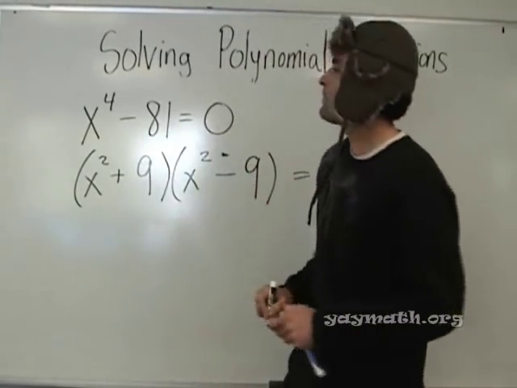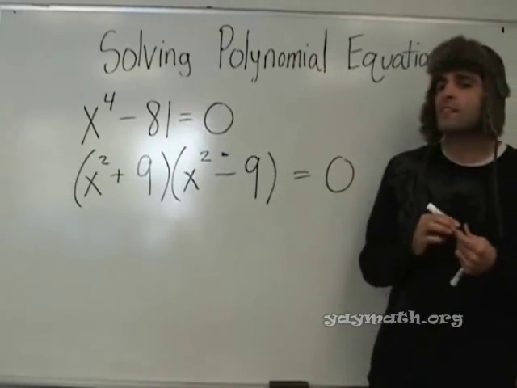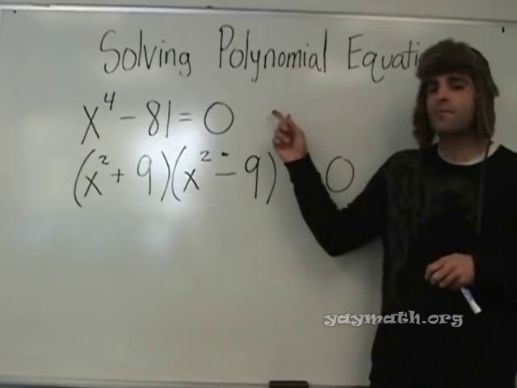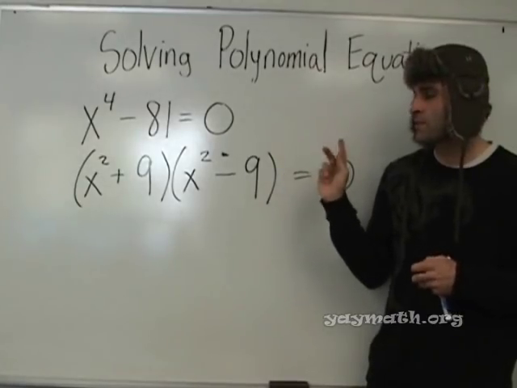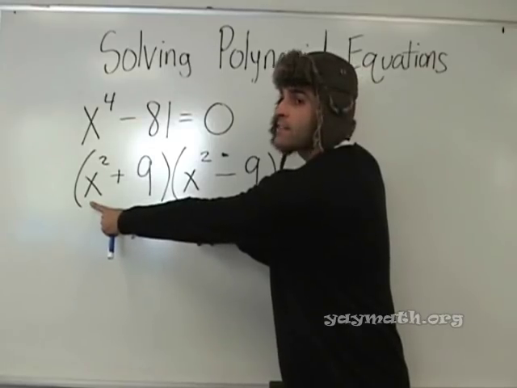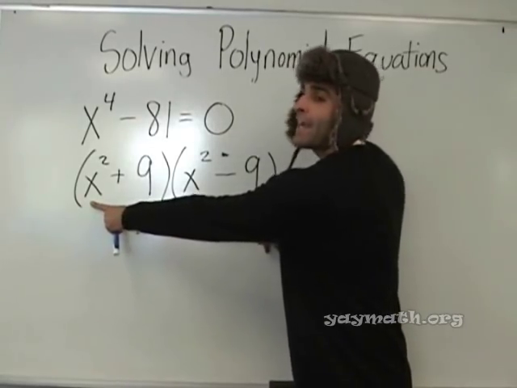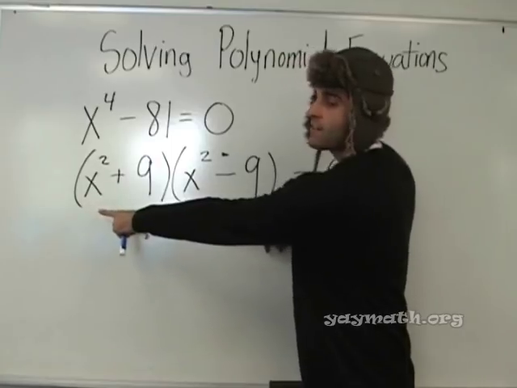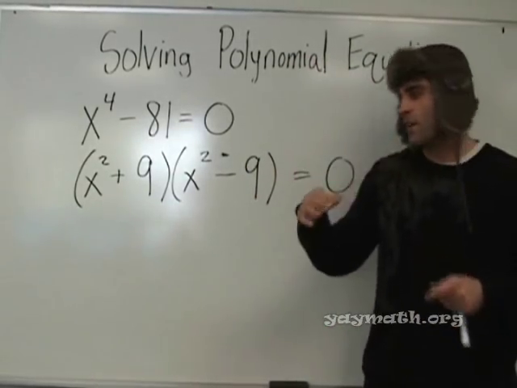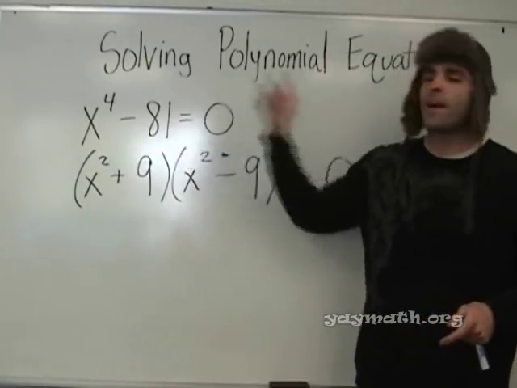Now, can you see that if we FOIL, it would be the same as the top? Because the 2 middle terms will cancel. Observe. x squared times x squared is x to the 4th, minus 9x squared plus 9x squared, which cancel and are gone. 9 times negative 9 is minus 81.